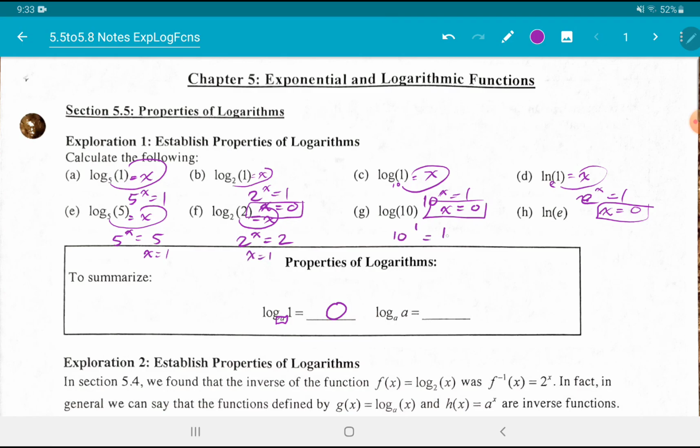2 to the first always equals 2, 10 to the first always equals 10. And in this case, this is a base e to the first also equals this value of e. So we can see here that we always have the same property. If that base and that number is always the same, log base a of a, then you always get a value of 1.